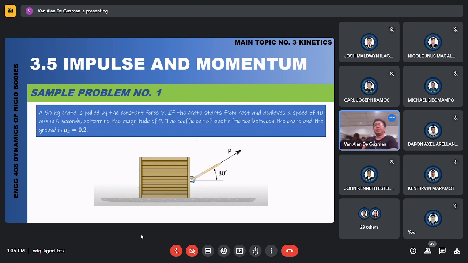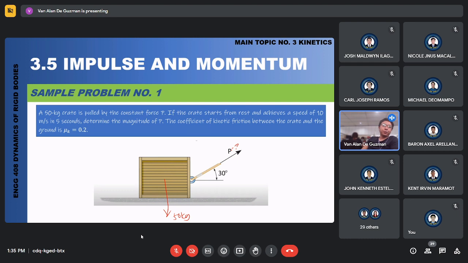Analyze muna natin yung ating problem. So, we have a 50 kilogram crate. Mean to say that is the mass. And SI units po tayo. We have yung ating 50 kilogram mass nitong ating crate. It is pulled by the constant force P. So, ito po yung unknown value natin, kasi sabi dito, determine the magnitude of P. So, ito yung ating unknown.